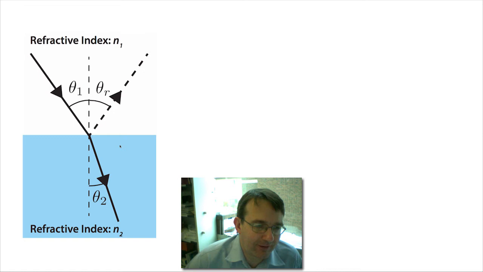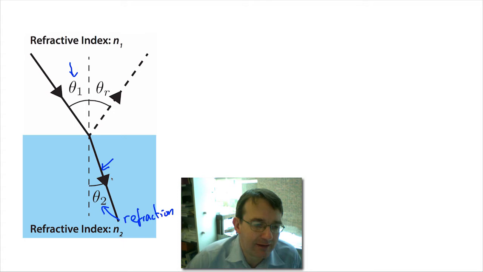Now, when a ray of light is incident on a new medium, there's another alternative to reflection. What I'm showing you here is a ray coming in. This is our angle of incidence, theta 1, and we have the option to reflect, and that's theta r, our angle of reflection. But if the light carries on into the medium, then the light will potentially bend, and we get a new angle called the angle of refraction. And this is the refracted ray of light. So you can see that the direction changes slightly.